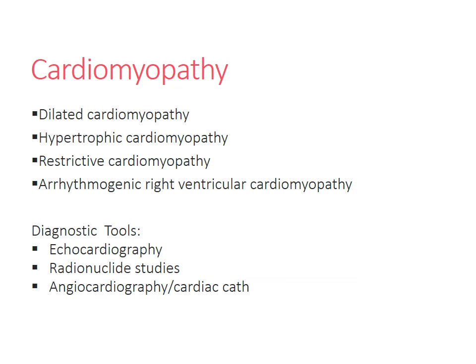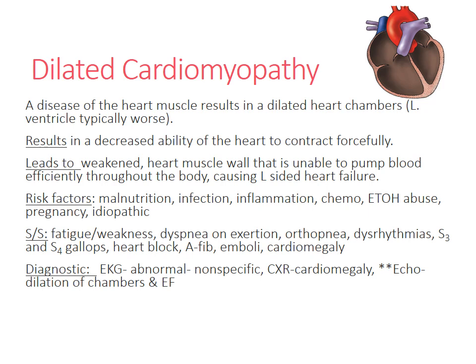So things that we do for diagnostic purposes for all of these types of cardiomyopathy is an echocardiography, radionuclide imaging, and angiocardiography during cardiac cath to differentiate between the different types. Dilated cardiomyopathy is the most common type, and what happens here is that the walls of the heart become thinner because the heart chambers are dilated.